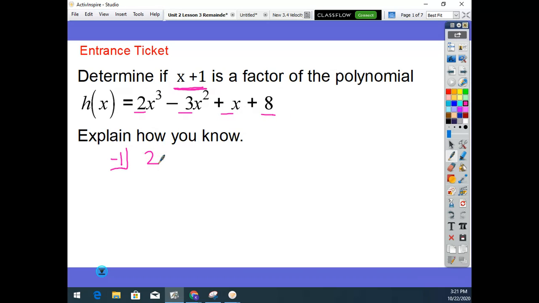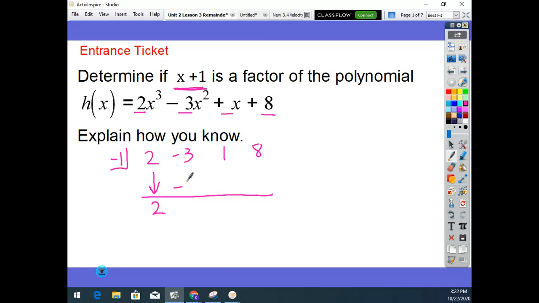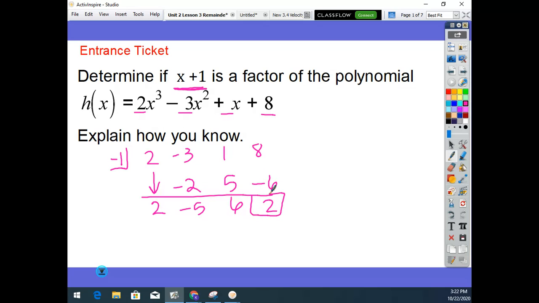X to the third is 2. X squared is negative 3. X is 1. 8 is our constant. Leave a spot. Drop down 2. Multiply. Add. Multiply. Add. Multiply. Add. Because our last number is 2, the remainder is 2. If there is a remainder, it is not a factor.